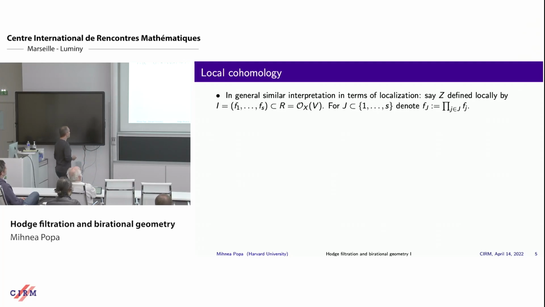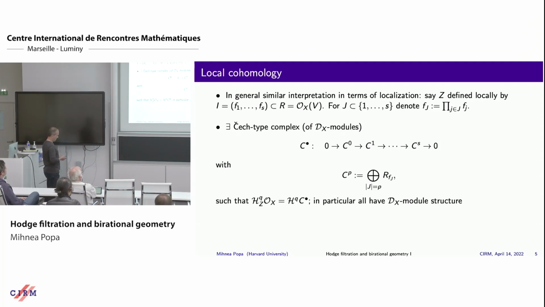So what happens here is that there is sort of a Čech type complex. I haven't written the differential, but you would easily imagine what it would be. It's in fact a complex of D-modules where the entry C^p is the direct sum of all the localizations over all the products of length p.